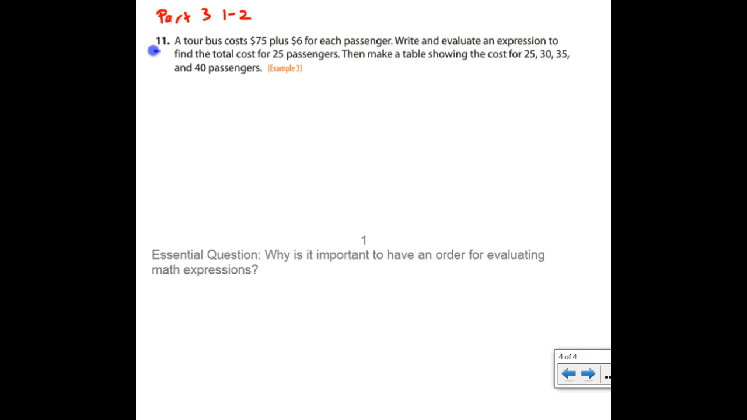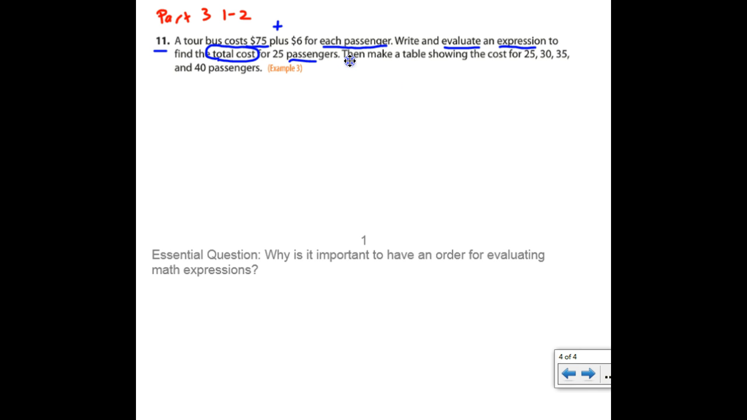Let's read the question here. There's a tour bus. It costs $75 plus, we know what that means, add $6 for each passenger. It says write and evaluate. We learned what that was a little bit earlier. Write and evaluate an expression. Remember the expression? That means you've got addition, subtraction, or math operations in there. Write and evaluate an expression to find the total cost for 25 passengers.